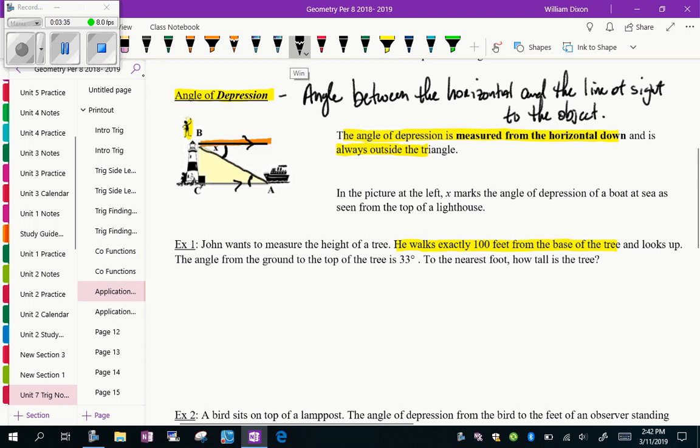Now, some things I think are important. One of the first things you should do is highlight some key points. I'm going to highlight the tree. The angle is 33 degrees. I think that's important. And then also, you should draw the picture. Somehow, some way, your picture should come out to be a right triangle, because we're dealing with these trig relationships. So I have my tree.